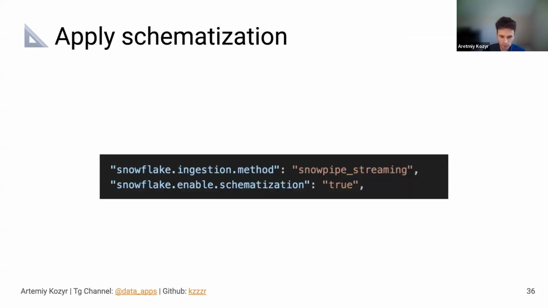Then it's about schematization. Snowflake allows you to create tables automatically. It's a super feature, very useful. I would advise you to use it with Snowpipe streaming. So schematization allows you to populate columns with specific data types automatically without doing it manually, without manually guessing the schema and creating tables in advance.